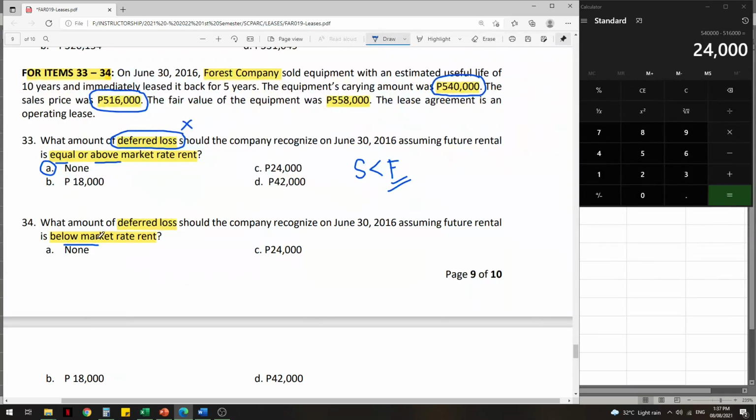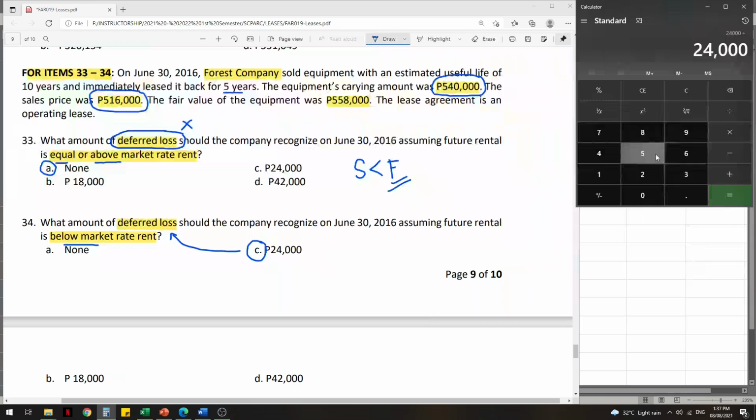But if it is below market rate rental for the future, we will have to pick letter C because this one will be deferred. Meaning, whatever is the lease term, say 5 years, the 24,000 will be deferred for 5 years, meaning it will be recognized as a loss proportionately over 5 years. Meaning, at year-end for the current fiscal year or calendar year, we recognize 4,800 as loss for year 1. That will be the same loss for year 2, 3, 4, 5, until the 24,000 is used up. We defer the 24,000.